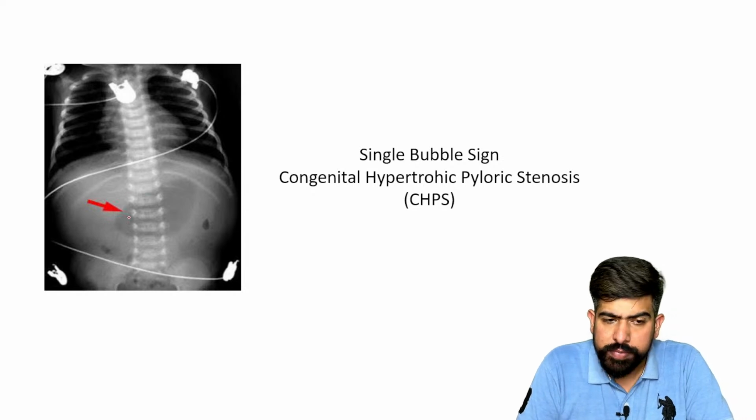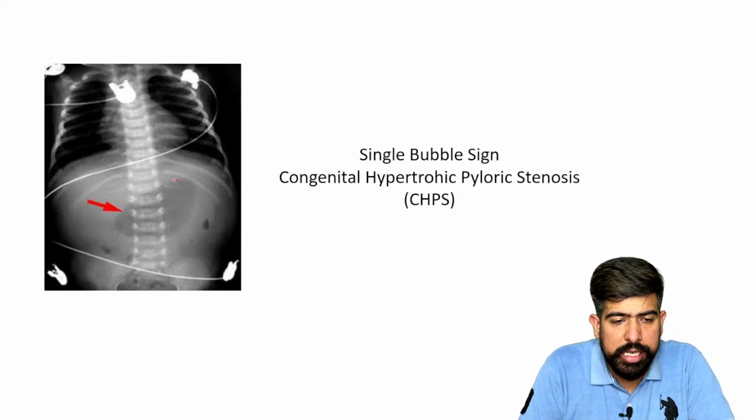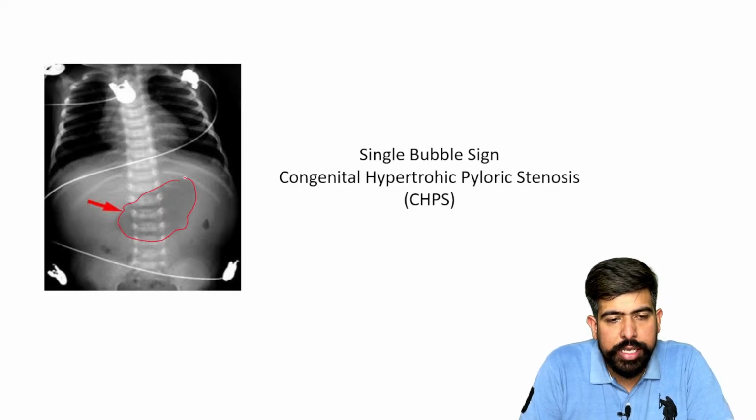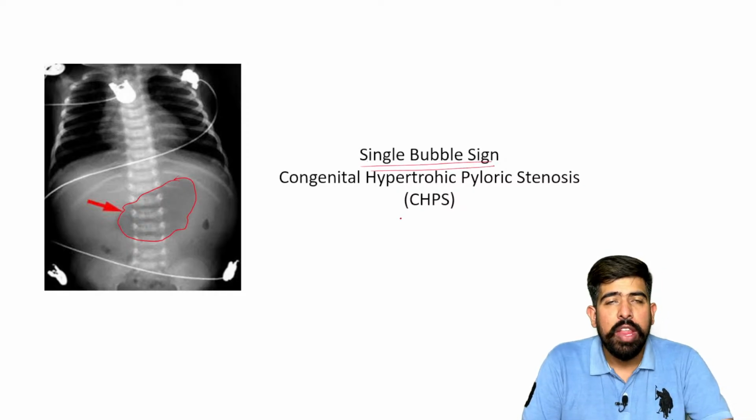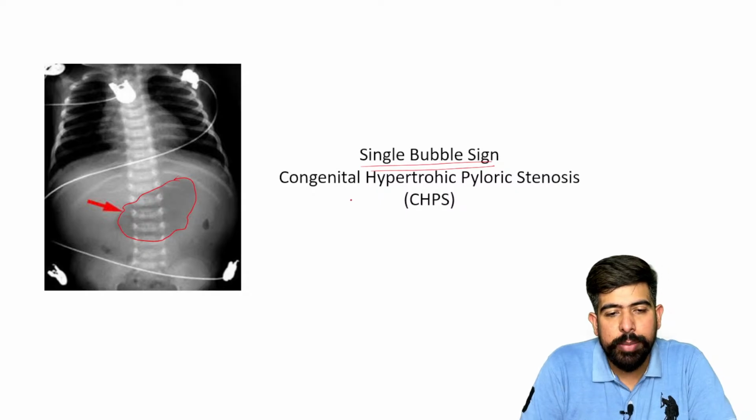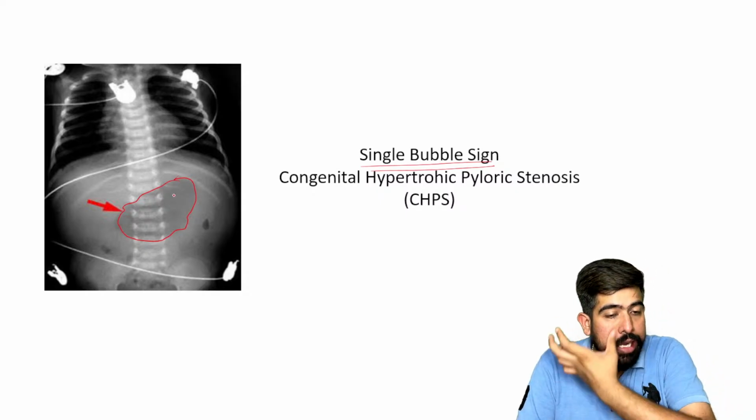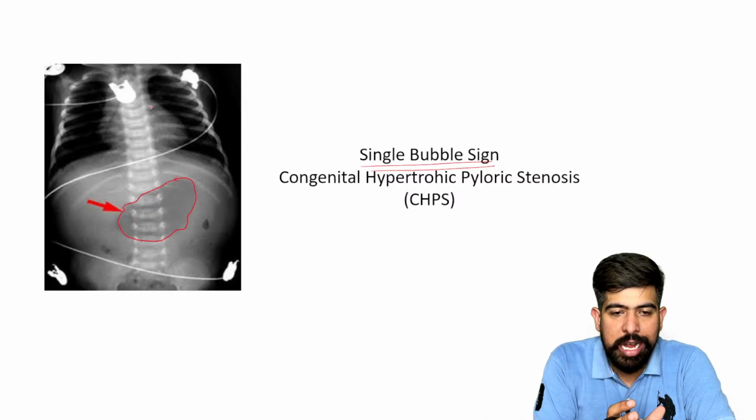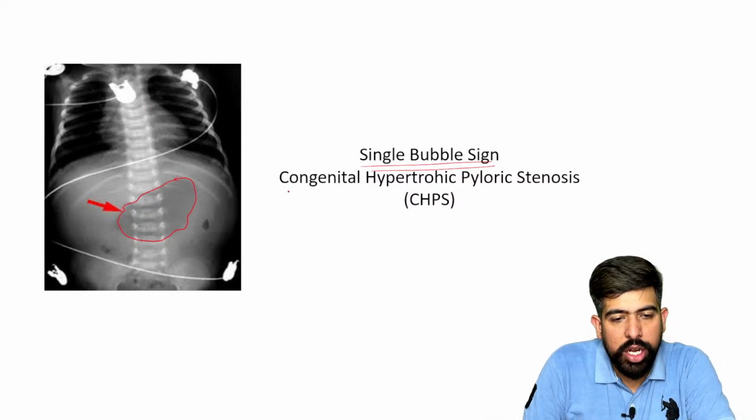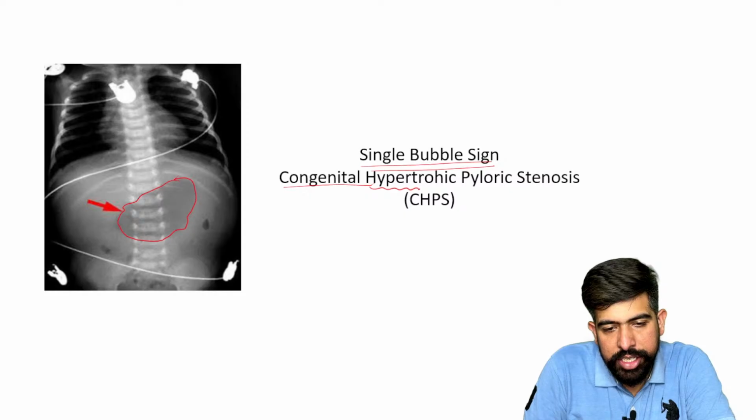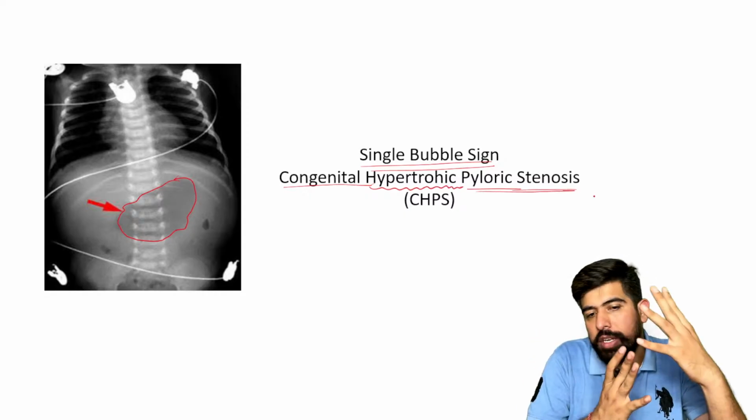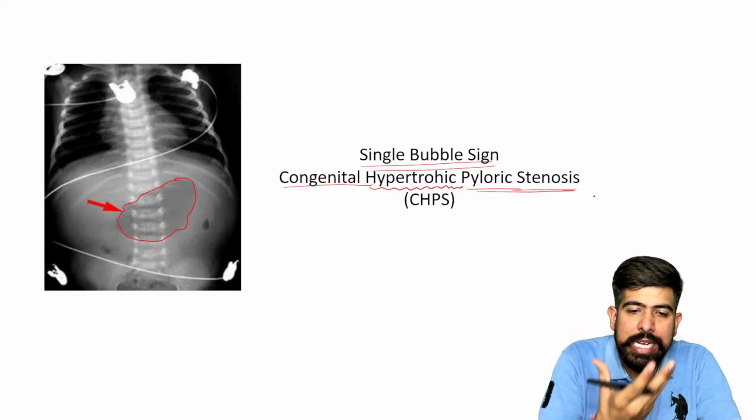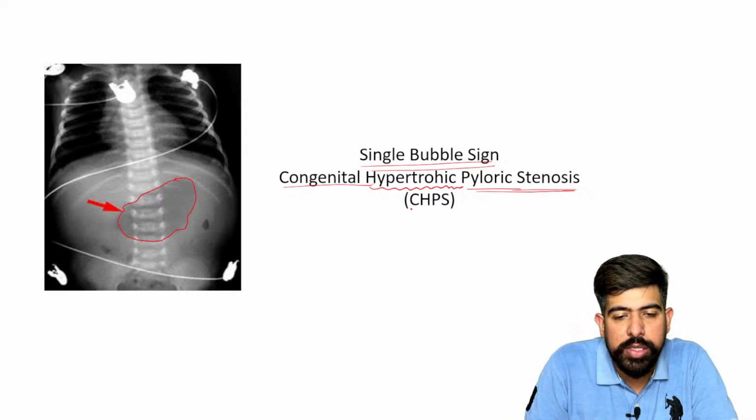Now, if the air is shown as just a single bubble in the abdominal X-ray, where will the abnormality be? Please understand this part. As the air comes from above into the abdomen, there will be congenital hypertrophic pyloric stenosis. So the pyloric part of your stomach, which is the last part, right? There is a stenosis there, and the short form is known as CHPS.